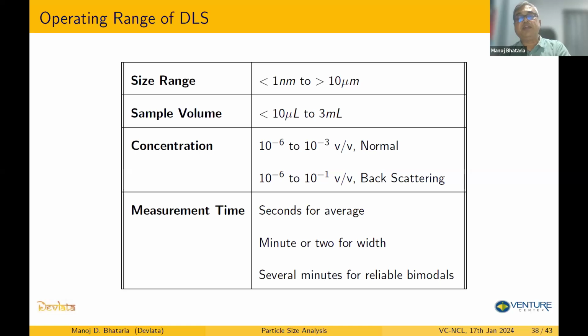I think 10 microliters, or even the typical volume is around 3 ml. You can work with low concentration, it typically works with low concentration. But if you use backscattering, you can go for higher concentration as well. But using backscattering, you just have to worry that the chances of multiple scattering within the sample should be reduced.